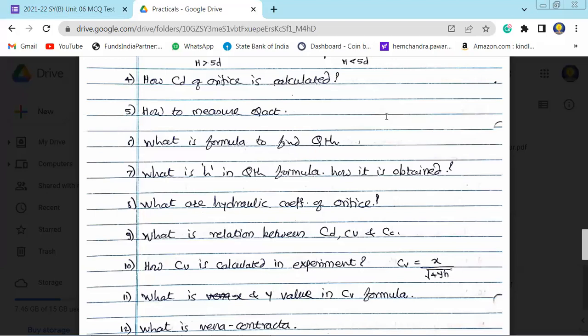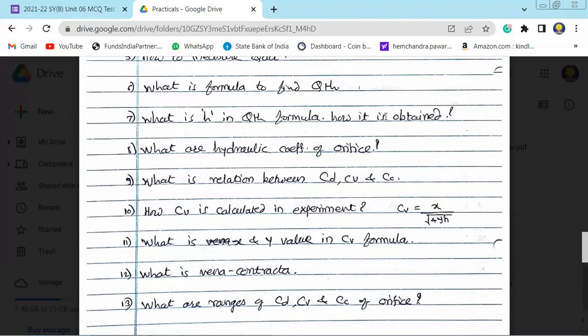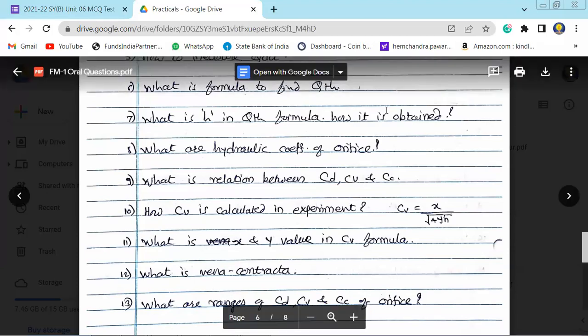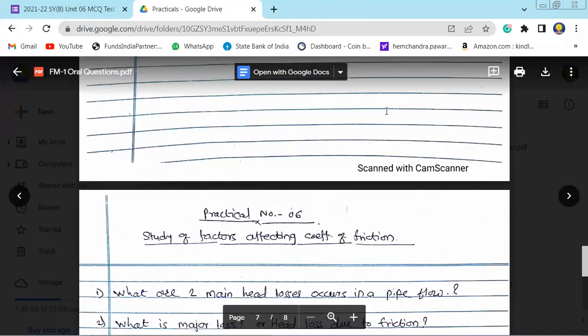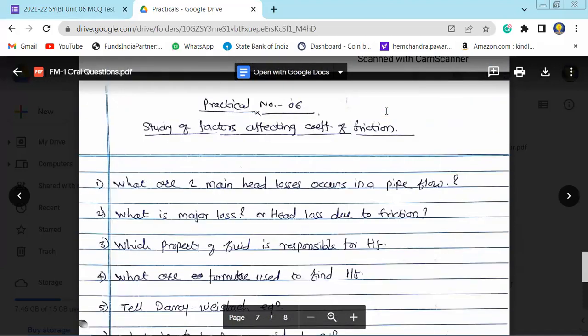What is the relation between CD, CV, and CC? How CV is calculated in experiment? What is X and Y value in CV formula? What is vena contracta? What are the ranges of CD, CV, and CC of orifice? Next, study of factors affecting coefficient of friction.